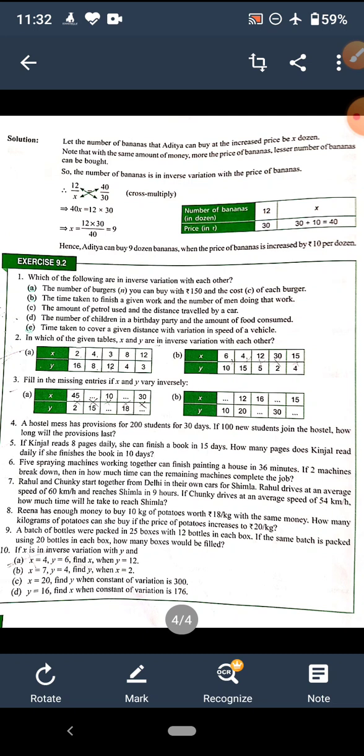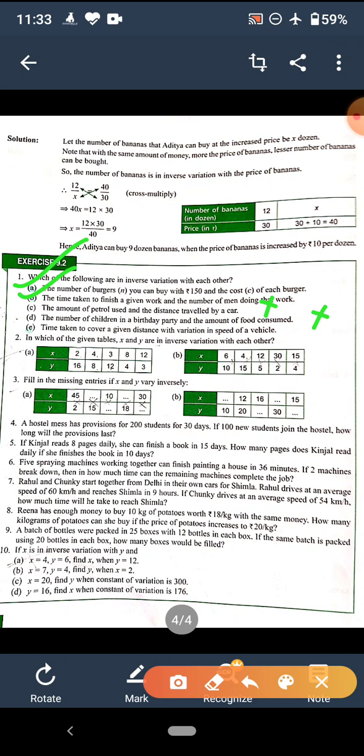D. The number of children in a birthday party and the amount of food consumed. If the number of children are more, the food consumed will be more, and if the number of children are less, the food consumed will be less. So they are in direct variation, not in inverse variation. Okay.